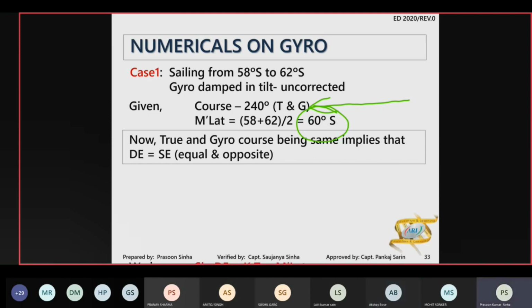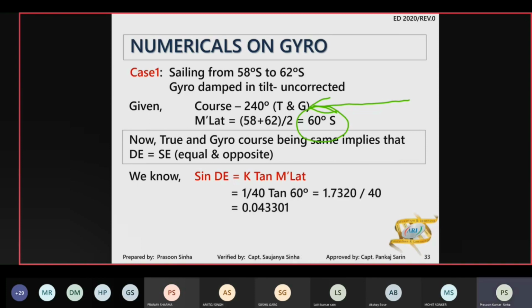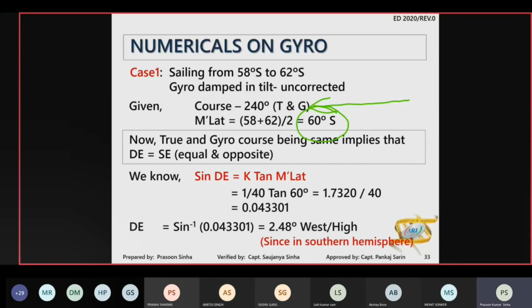In the box, the valuable information that we talked about: true and gyro course being the same implies that DE is equal to SE, equal and opposite in sign. DE is westerly, SE is easterly. So we calculate DE. It is 2.48 degrees west. Please do the calculation. Yes sir, 2.48 west. Very good.